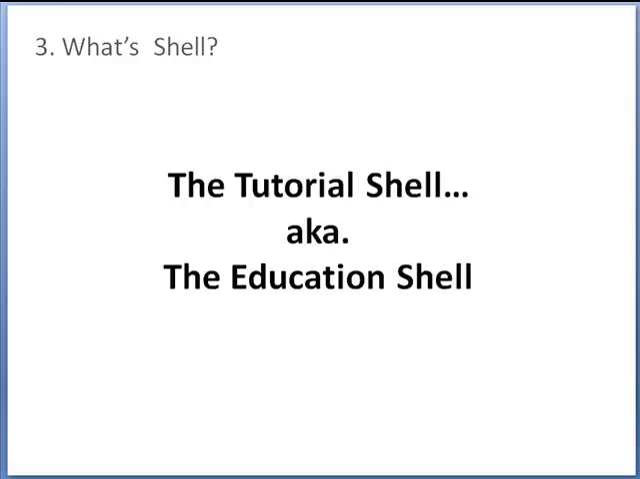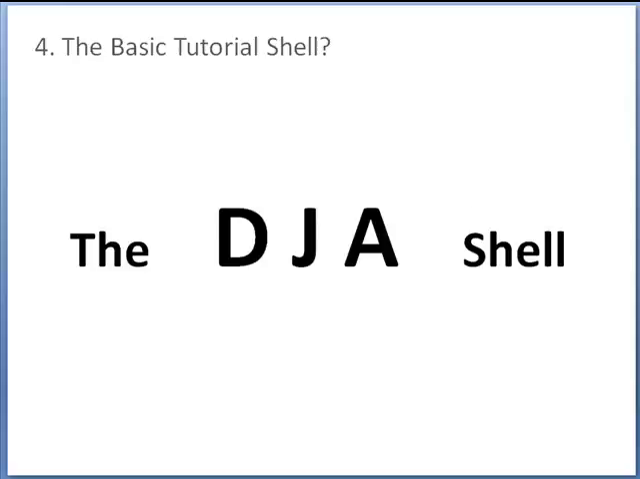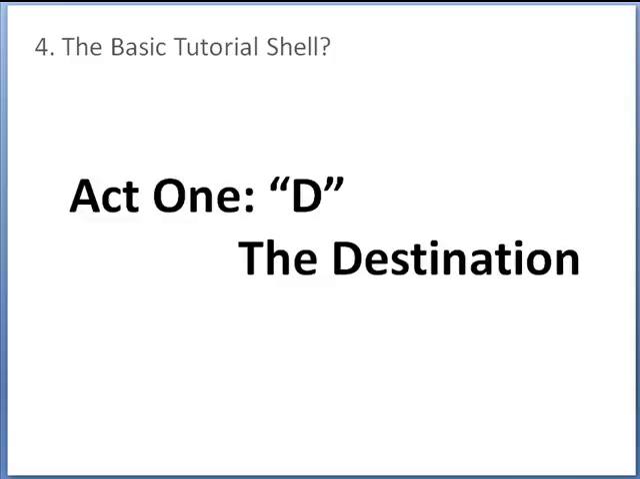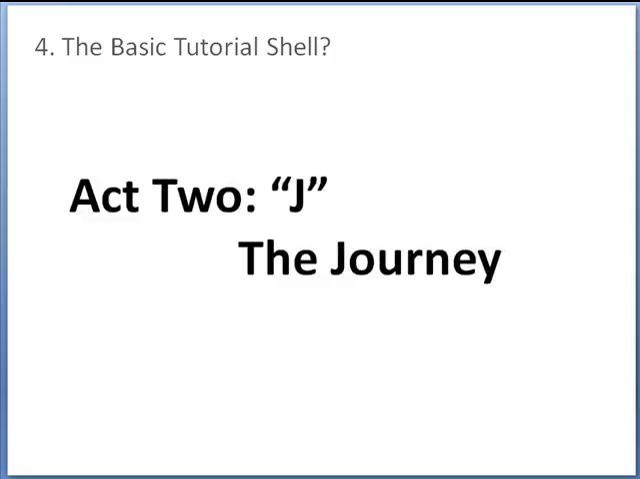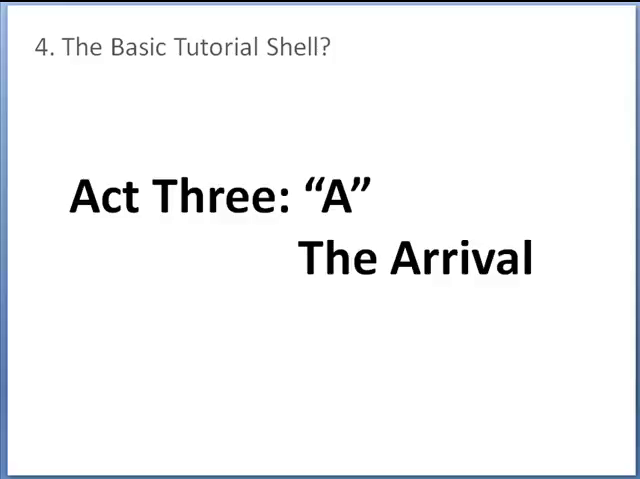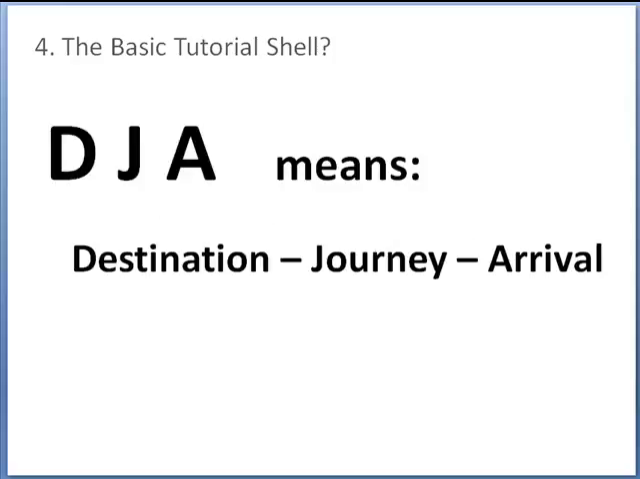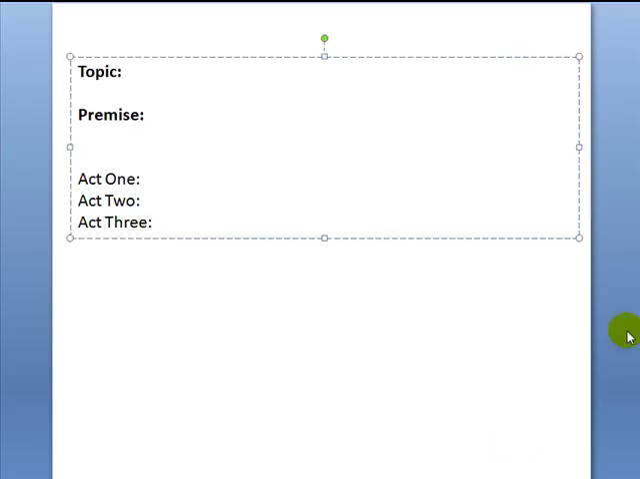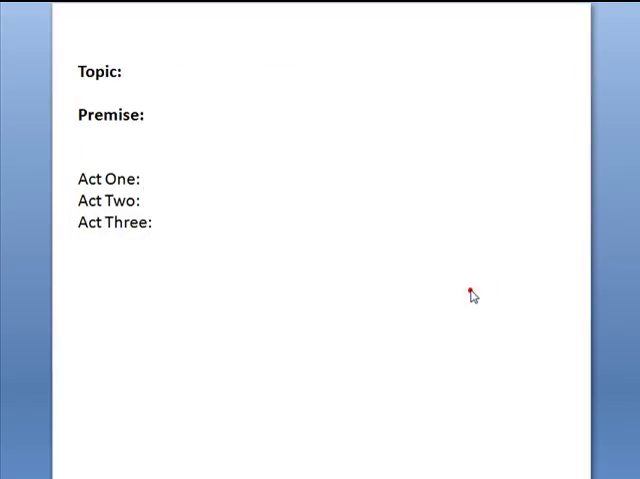The first one that we're about to go into here is called the tutorial shell, also known as the education shell. The tutorial shell is the DJA shell. That's destination, journey, and arrival. DJA is destination, journey, and arrival. Let's take a look at what it takes to make a DJA shell.